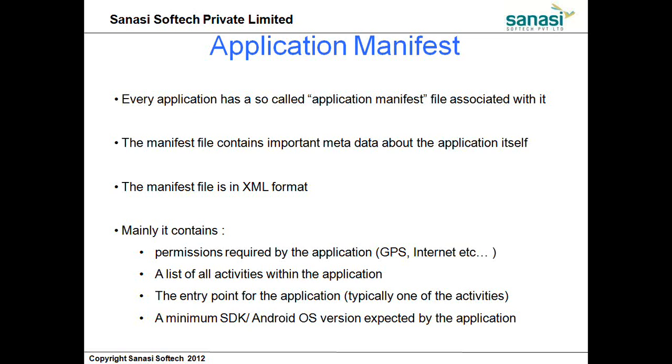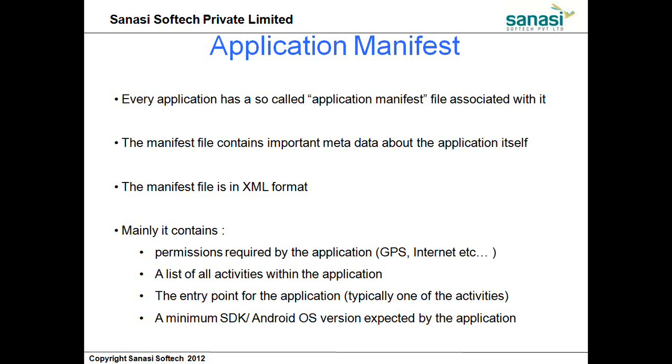The next concept that we need to understand is something called the application manifest. All right. So what exactly is the application manifest? Every application has this so-called manifest file associated with it. And what is inside the manifest file is, in fact, a lot of important metadata about the application itself. So think of this as the file system of an operating system, where the file system typically describes the layout and contains paths to the files and directories. So something on the same lines.